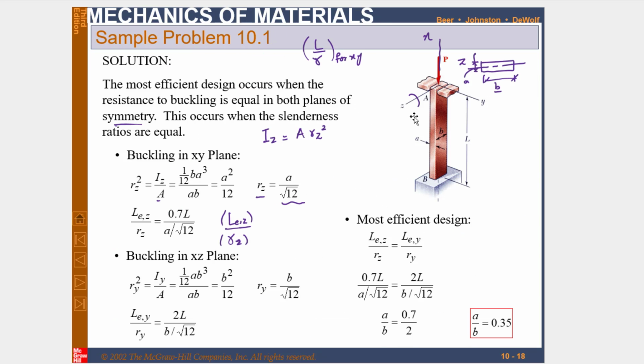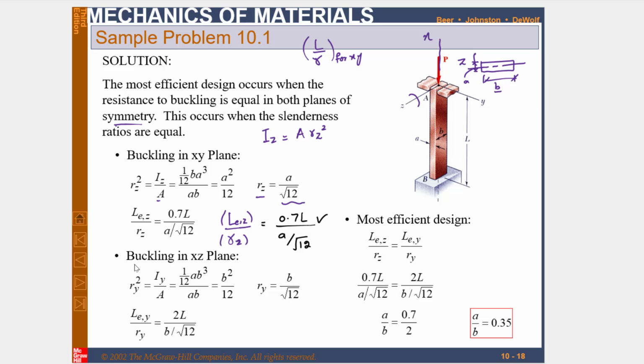I will explain it further. I have already told you that this column cannot move in the xy plane. This is y, this is x, so it cannot move in the xy plane. It means this end is like a pin end and the other end is fixed. For a column with one end pinned and the other end fixed, the effective length is 0.7 L. The radius of gyration is already A over root 12. So this is LE about z over Rz, equal to this value.